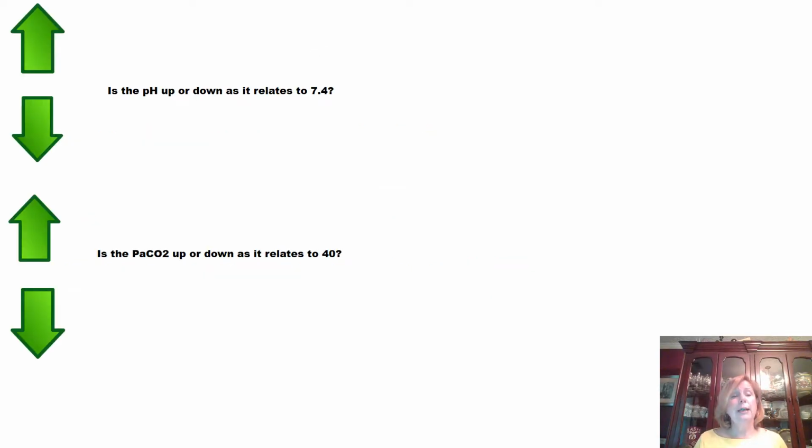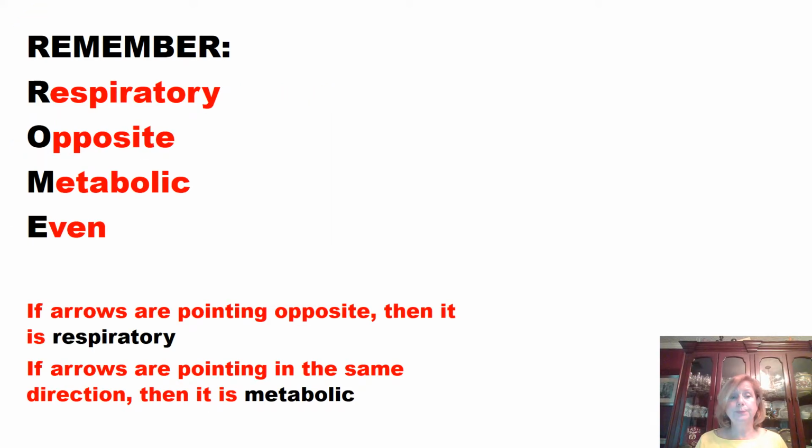So first you want to look at the pH and as it relates to 7.4. Is it elevated or low? Then you're going to look at the PaCO2 and see how it relates to the value of 40. Keep in mind, both of these numbers are the dead center of the normal range for pH and PaCO2. So your mnemonic is ROME, or respiratory opposite, metabolic equal. If the arrows are pointing opposite to one another, then it is respiratory. And if the arrows are pointing in the same direction, then it is metabolic.